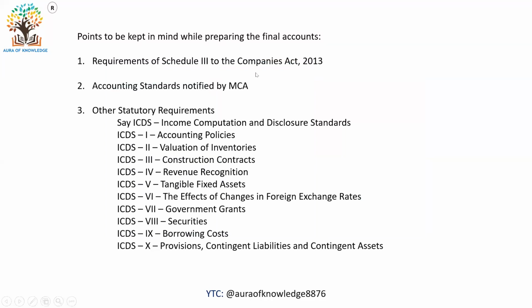Now, before preparing the final accounts, what are the aspects we have to keep in mind? We have discussed that it is Schedule 3 to the Companies Act requirements. In a short while, soon we will understand the format of Schedule 3.